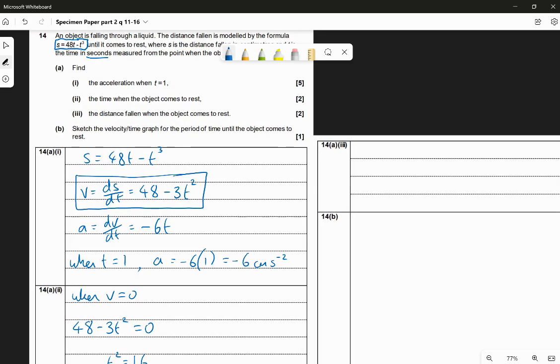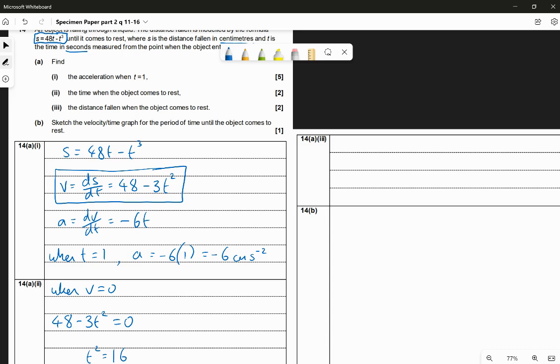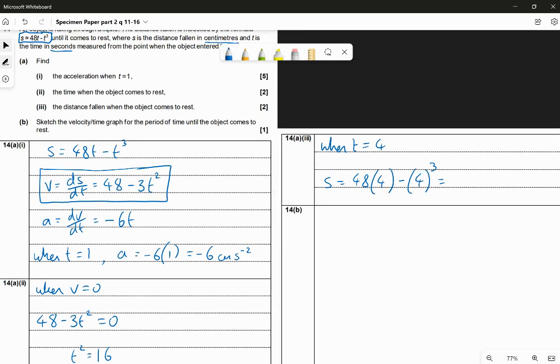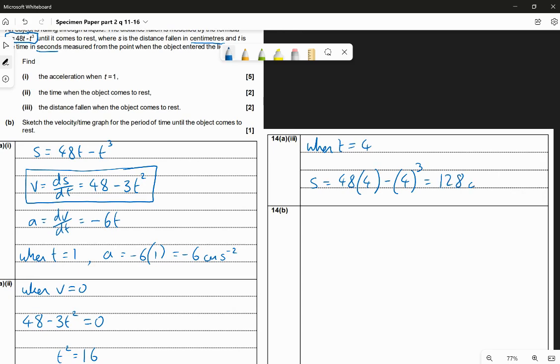Okay, part 3, find the distance fallen when the object comes to rest. Well, I know that the object comes to rest when t is 4. And I want to find the distance fallen. Well, I've got an equation for that. S equals 48t minus t cubed. So when t is 4, s, which is the distance fallen, is 48 times 4 minus 4 cubed, and that equals 128 centimetres. So that's the distance it falls until the point it comes to rest.